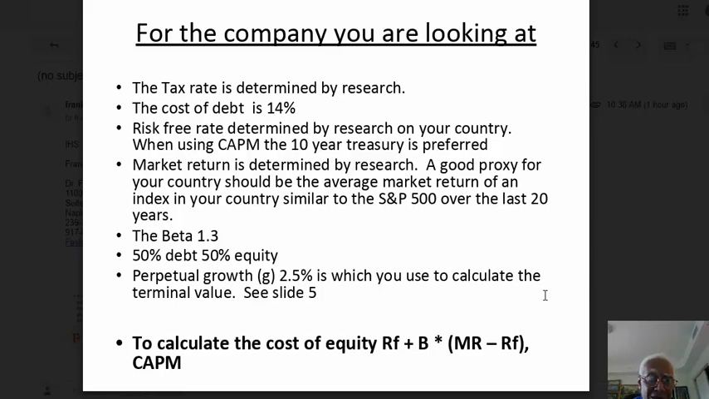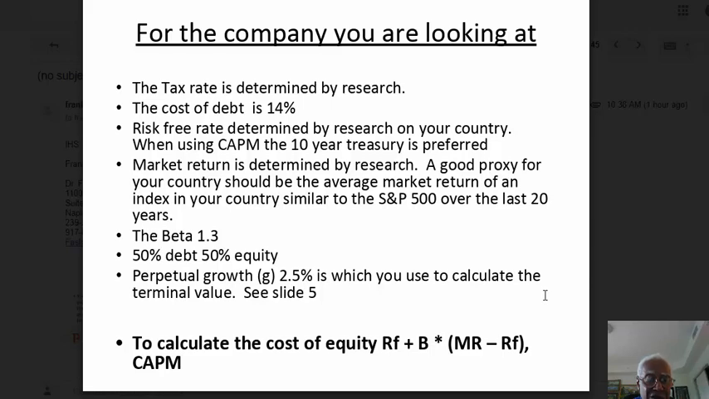If it was in the UK, you'd use the FTSE. If it was in Germany, you'd use the DAX. If it was in Tokyo, you'd use the Nikkei. And you'd go back 20 years. I've given you the beta. It's 1.3, so you don't have to calculate that.